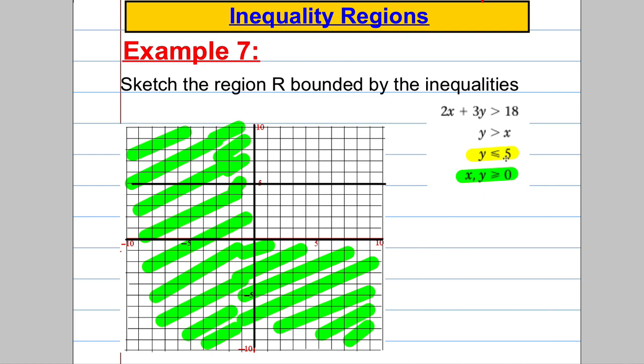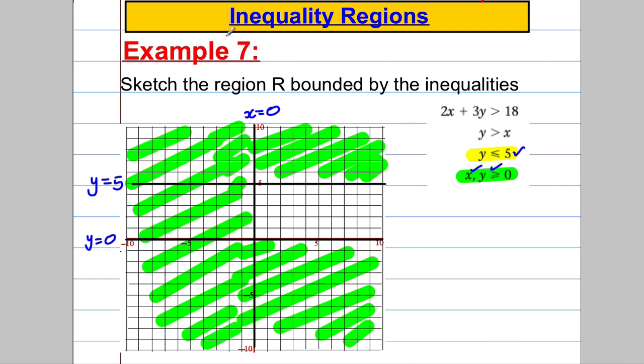We want y less than or equal to 5, so we ignore everything above here. So we're going to ignore that. And as we go along this time, let's write our equation. So that was y equals 5, this was y equals 0, and this was x is equal to 0. So we've done that one, and done that one.